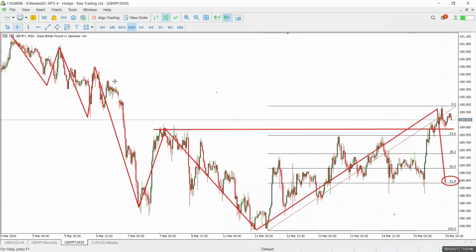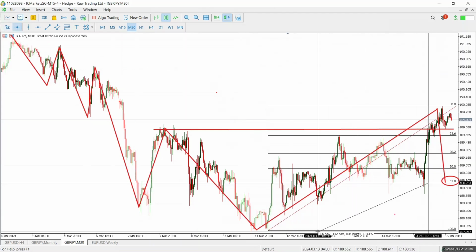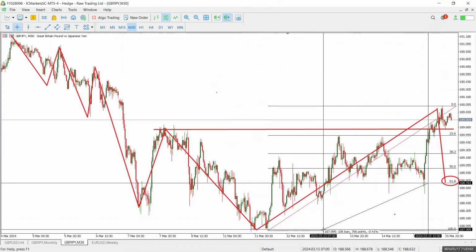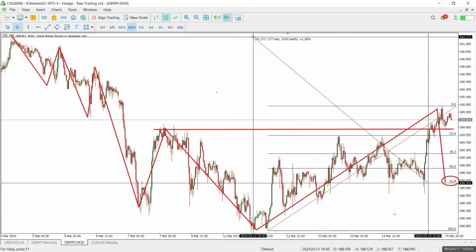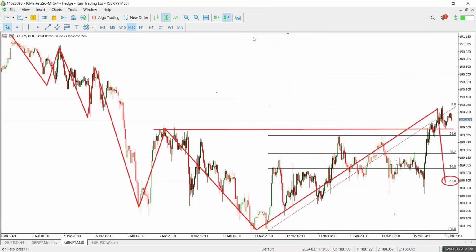If we are doing that at 61.8 right here, our stop loss will be at the low of about 76 pips, and our take profit will be at the high of about 241 pips. So on this trade, we should get like a 1:3 risk reward, just having patience and waiting for entry variation 2. So this is the trade that we're going to be looking at on GBPJPY for this week. We are going to patiently allow price to go to entry variation 2, and at entry variation 2, we are going to strike in our entry.